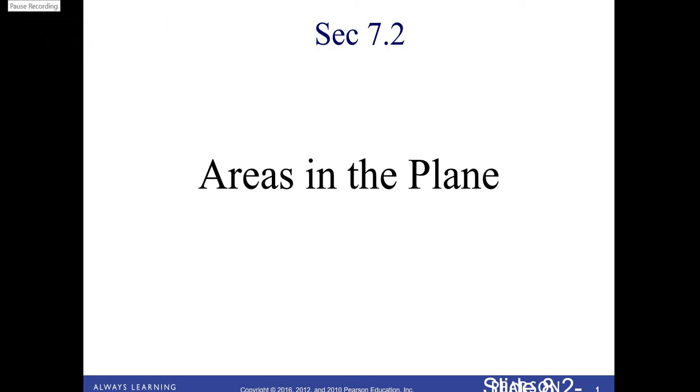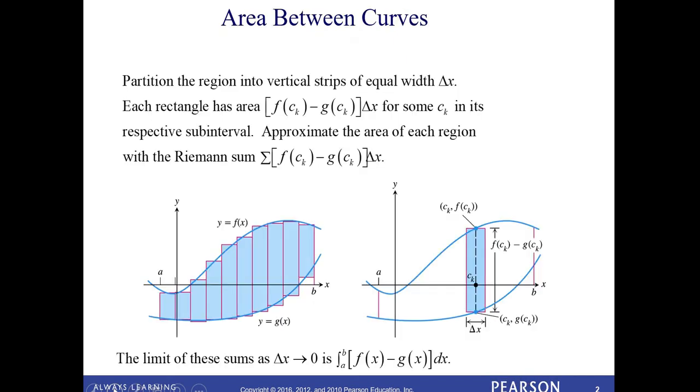Section 7.2 is areas in the plane. And again, this is something you've looked at before. You don't need to write this all out. They're starting with our Riemann sum definition.